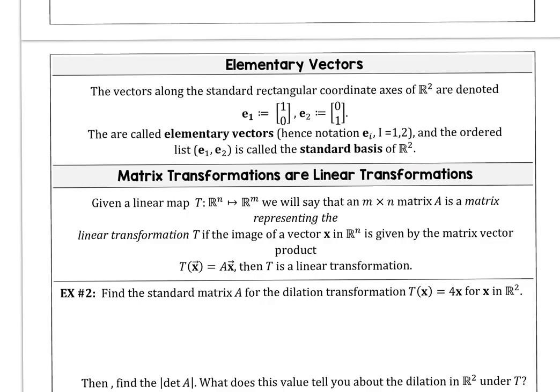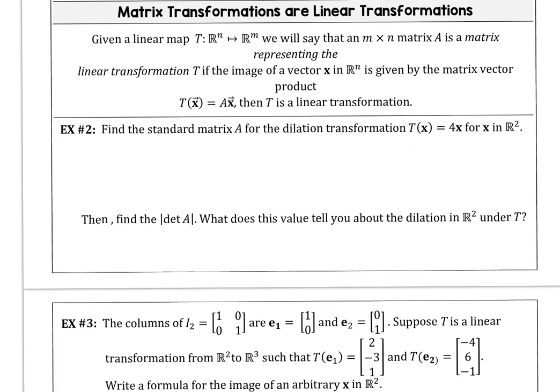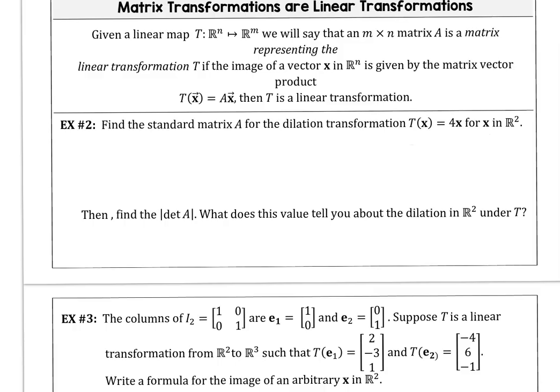Let's look at example 2 to get an idea of what's happening here. We want to find the standard matrix for the dilation transformation of 4 times vector X for X in 2-dimensional space. So we can use these elementary vectors and do the transformation of E sub 1 as 4 times E sub 1. So 4 is our scalar, and E sub 1 is 1, 0. That gives us 4, 0.